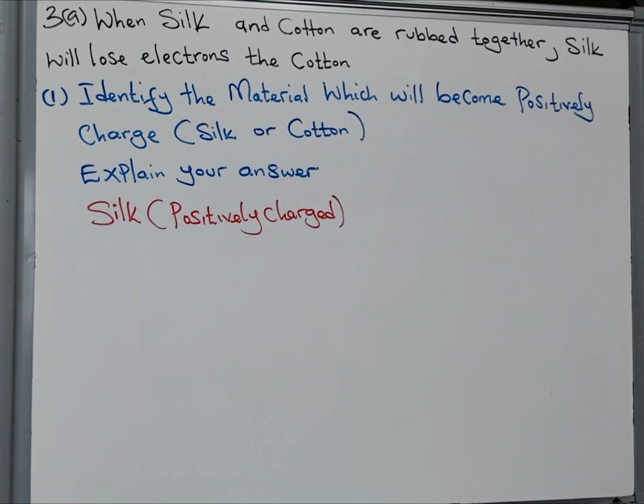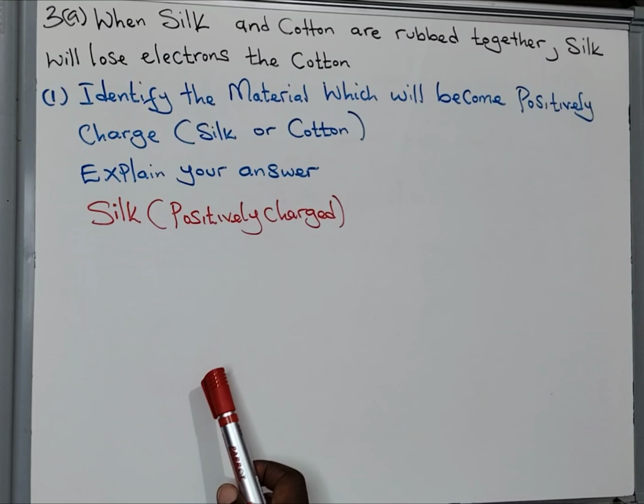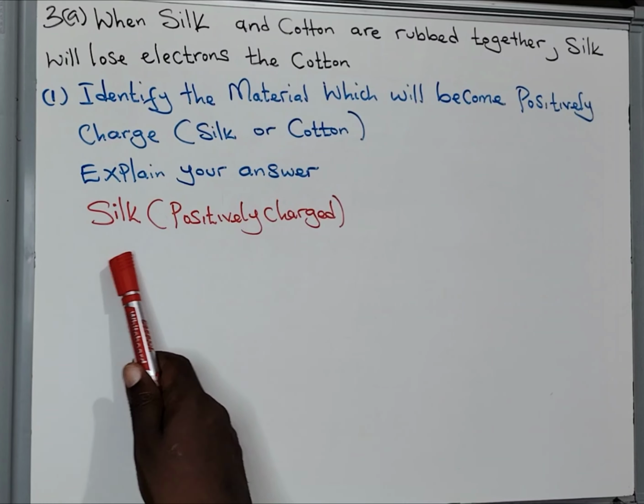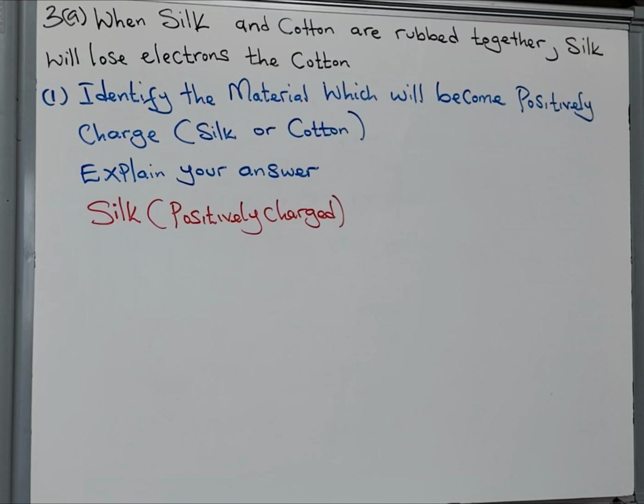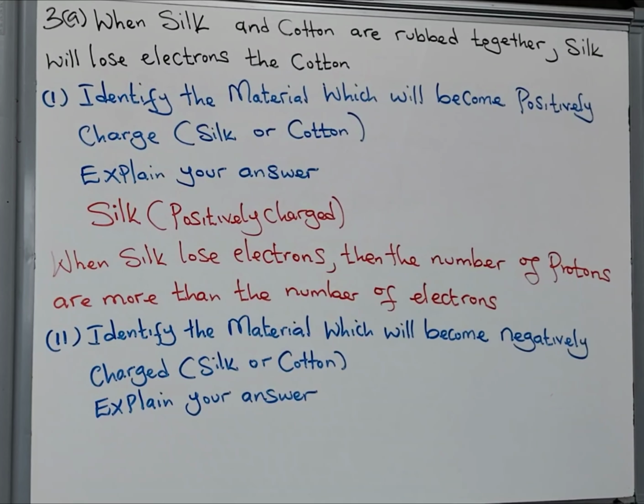Okay, then explain your answer. What is the explanation? The explanation is that when silk lost electrons, an imbalance was created. So it means that silk has now more protons than electrons. And that's the answer. So that is that.